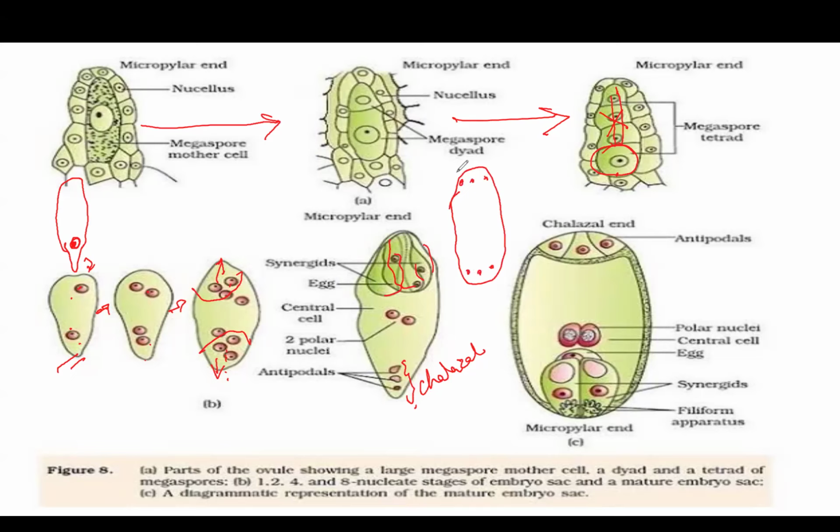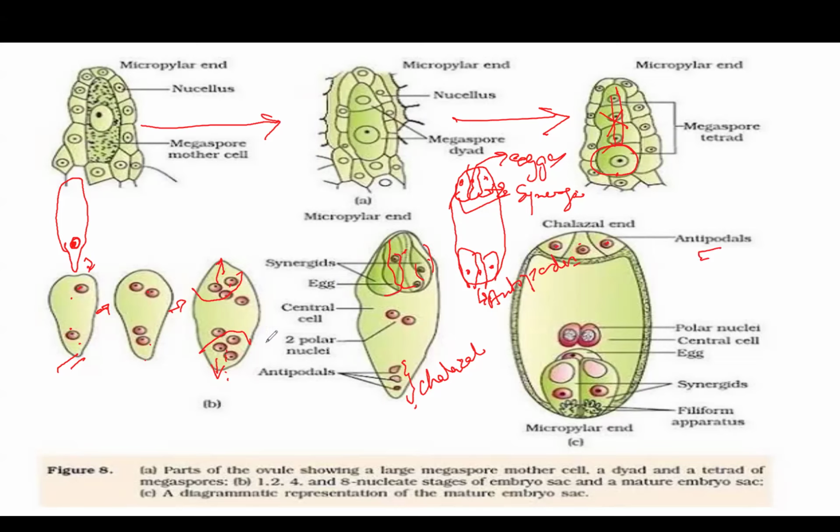So there is a formation of cell wall that is happening. Once the cell wall is formed, the cells that form at the chalazal end, I will call antipodal cells. And at the micropylar end I have got two synergids and one egg cell. So one egg cell and two synergids are there. And here at the chalazal end, I have got the antipodal cells.